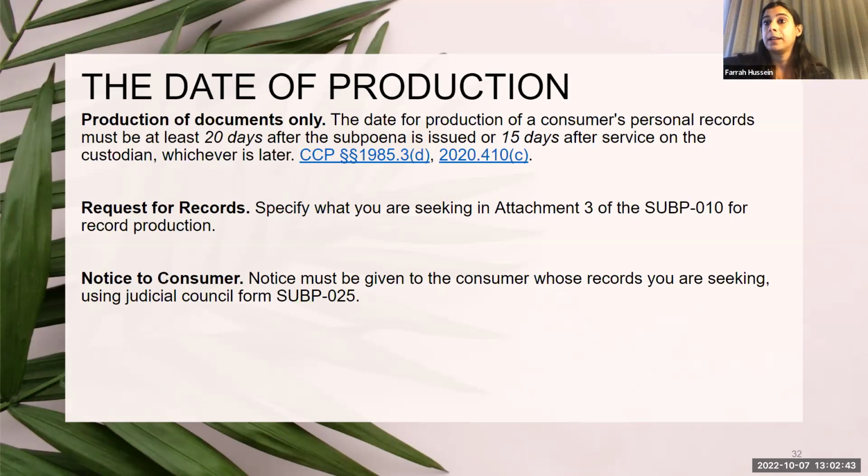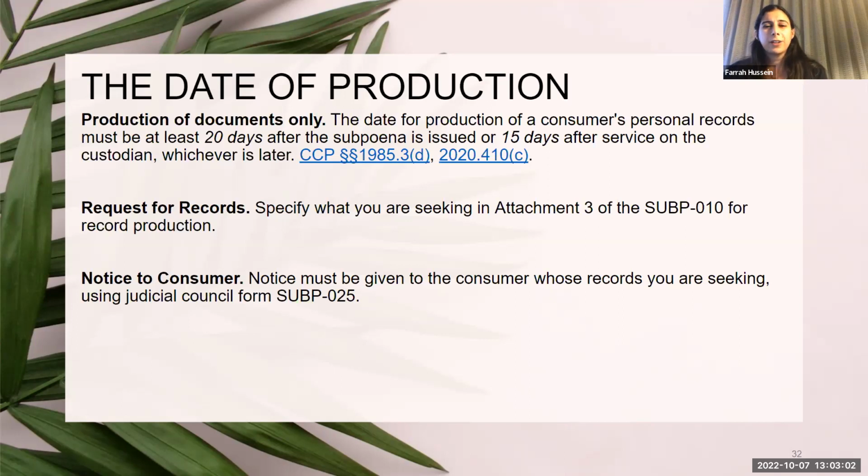I think we have a question in the chat. I will read it out loud. What are the options for compliance if the deponent does not bring all the documents listed on attachment 3 of the subpoena? So it would essentially be the equivalent of a motion to compel.